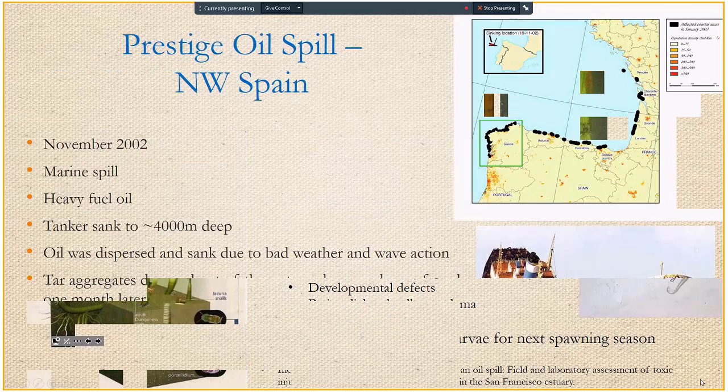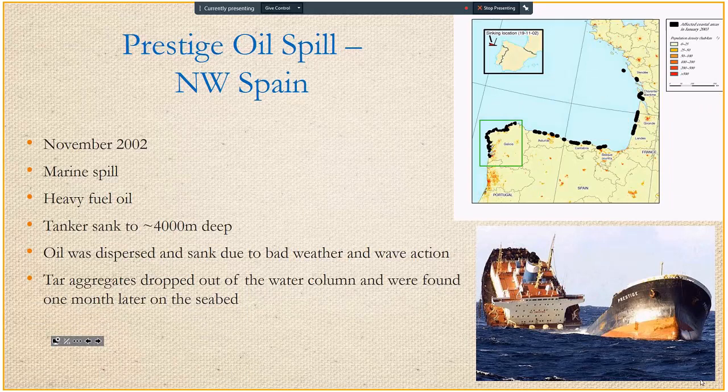To continue with the marine environment, we're going to take you all the way to Spain, where the Prestige oil spill also released heavy fuel oil off of the coast here, the Galicia coast. This one's quite interesting because this vessel mechanically failed. It was being towed to shore during weather. Not sure how this ever could happen. So they really couldn't do anything about that. So it just sank, about 4,000 meters deep.